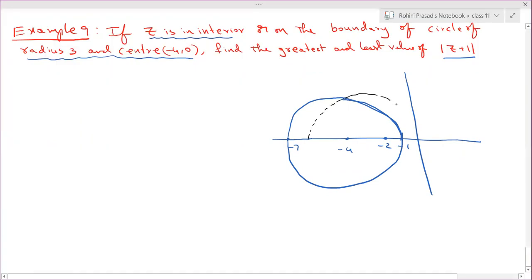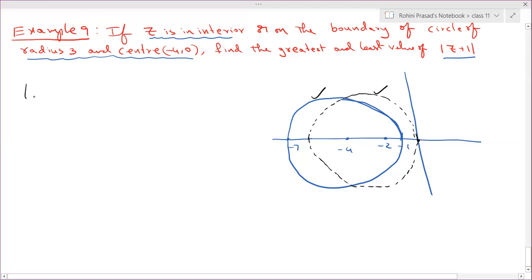So for the z plus 1, the center also will change and the radius will remain the same, the position will change. So these are all the points. So interior to the circle are the z plus 1 points. So z is a point in the interior of the blue colored circle and z plus 1 is an arbitrary point in the interior of this black colored circle. The greatest and the least value of mod z plus 1 is what they're asking. So you can clearly see the least value is nothing but the distance from the origin to that point.